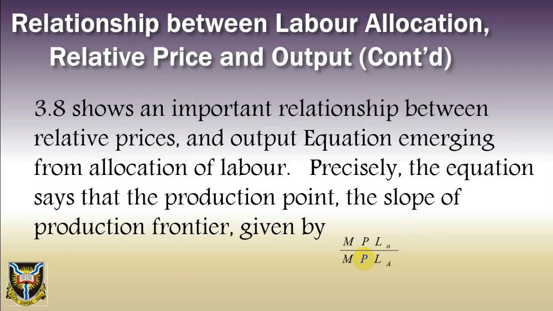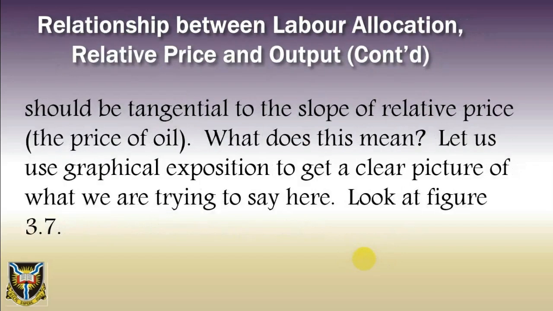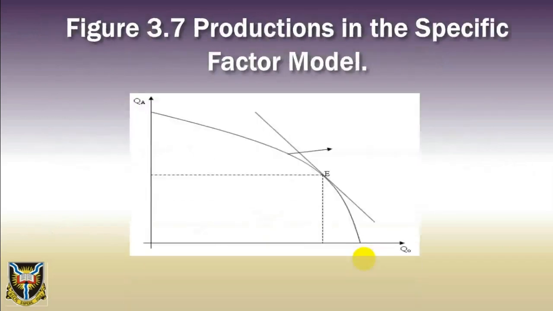Precisely, the equation says that at the production point, the slope of the production frontier, given by MPLO over MPLA, should be tangential to the slope of the relative price. What does this mean? Let us use graphical exposition to get a clear picture of what we are trying to say here. Look at figure 3.7.